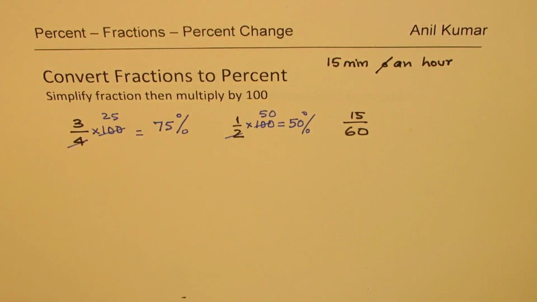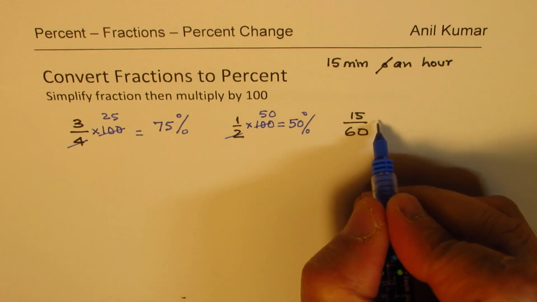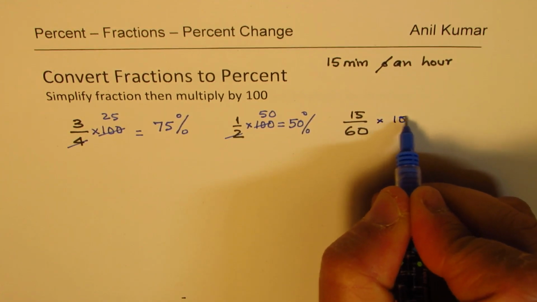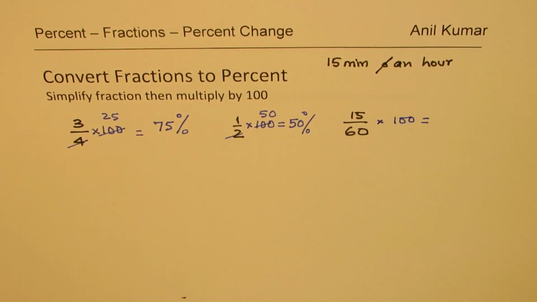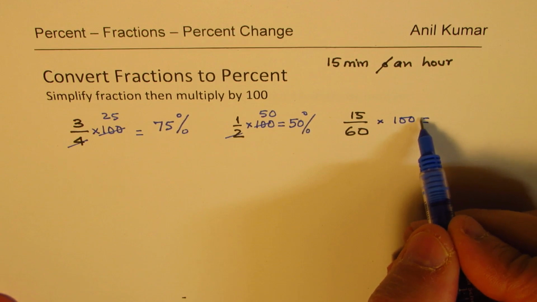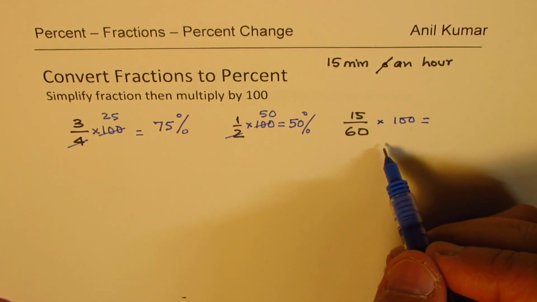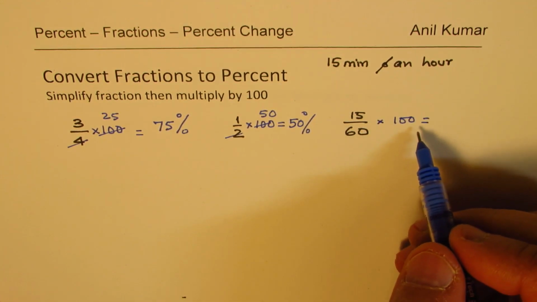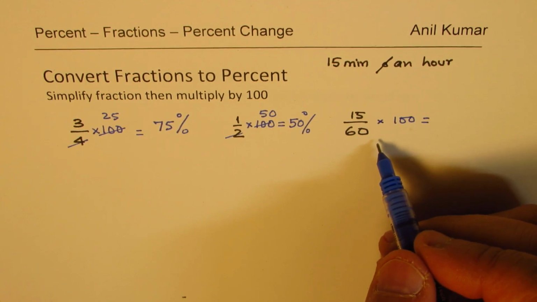Right? So what percent is 15 minutes of an hour? That is the question for you. Example, right? So we have to multiply by 100. Now this multiplication, you could do it in a couple of ways. You could first simplify this and then do it, or you can do it all together, right? I prefer to do it all together since we have more options to simplify.